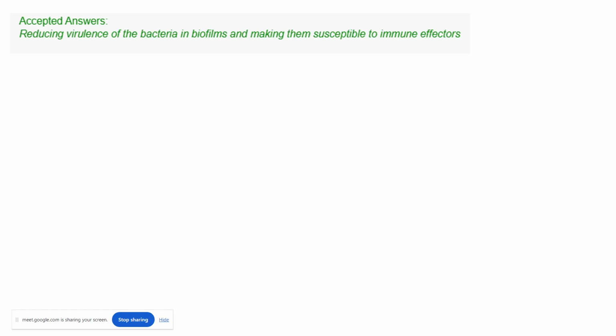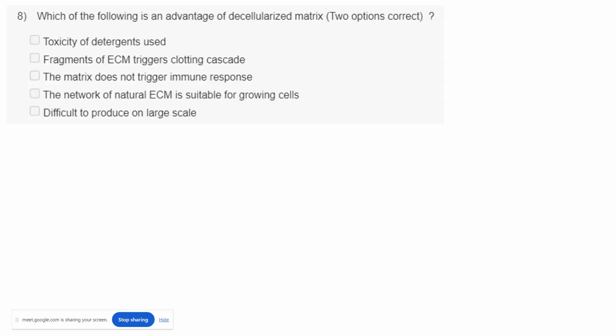Reducing virulence of the bacteria in biofilms and making them susceptible to immune effectors. Rather, it's the opposite, and it increases the virulence of the bacteria.